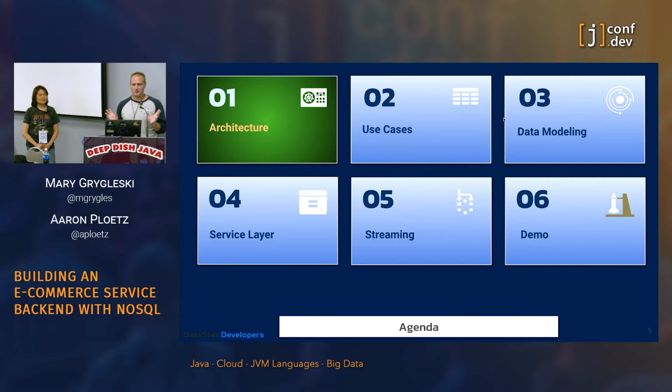So pardon us. Real quick, this is our agenda for today. We're just going to talk about architecture and use cases. When you're talking about choosing an appropriate data store, use case is probably the most important thing you can think of. We're going to go into how to do appropriate data modeling for Cassandra, talk about our Spring Boot service layer, and then get into some streaming at the end, and then I'll show you how this all gets put together in a little demo at the end.